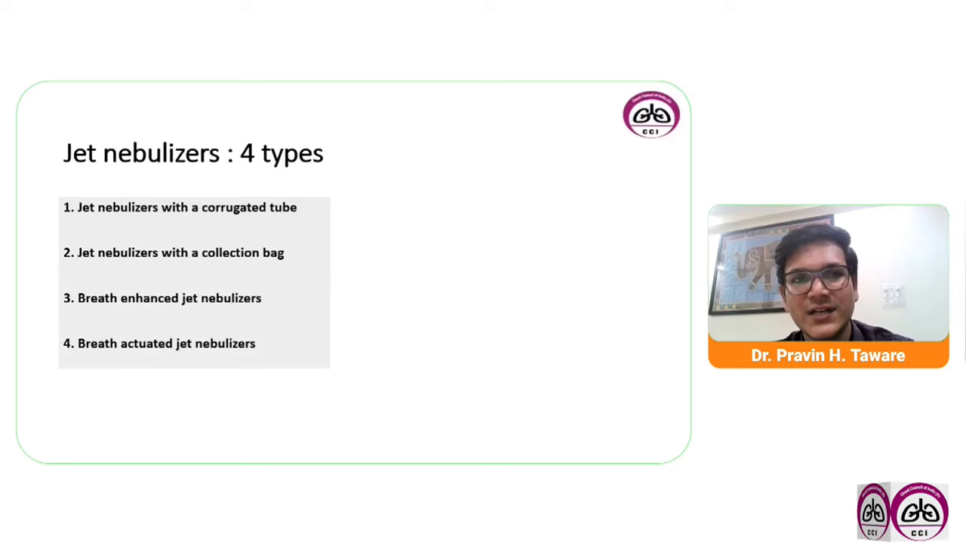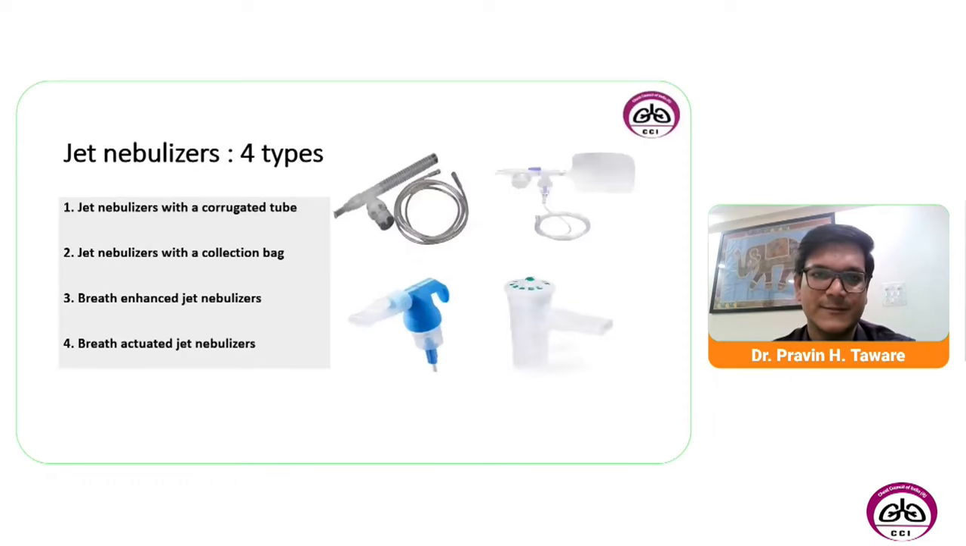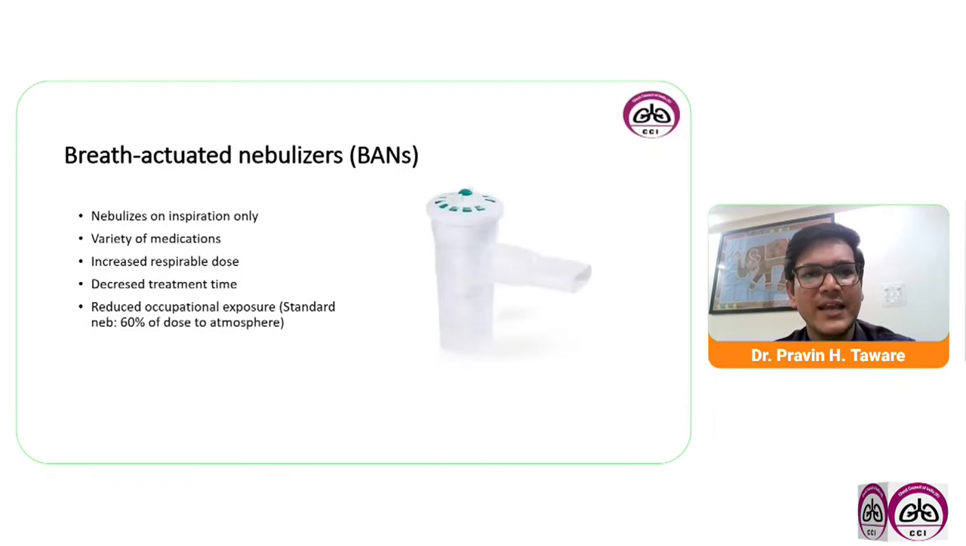What are the different types of jet nebulizers? Jet nebulizer with corrugated tube, with collection bag, which acts as a reservoir, breath-enhanced jet nebulizers, and breath-actuated jet nebulizers. So what are breath-actuated nebulizers? These nebulizers only give you the drug when you inhale. It works only on inspiration, so there will be decreased treatment time and reduced occupational exposure.